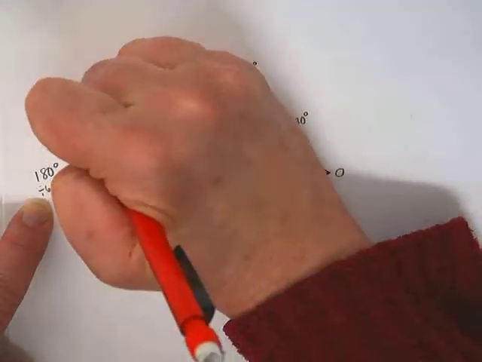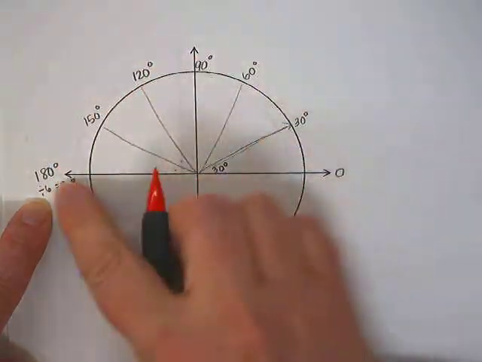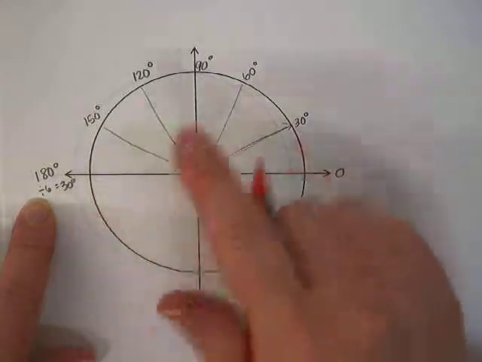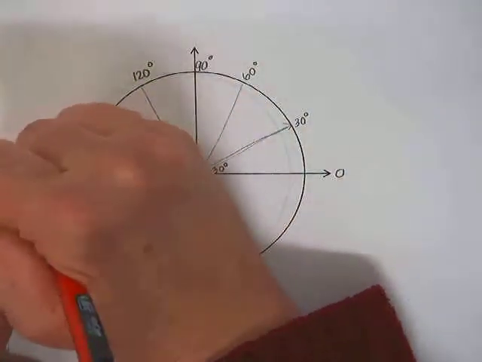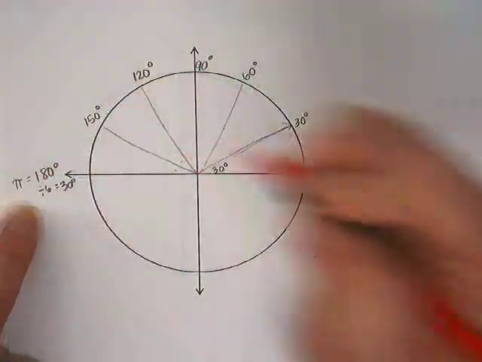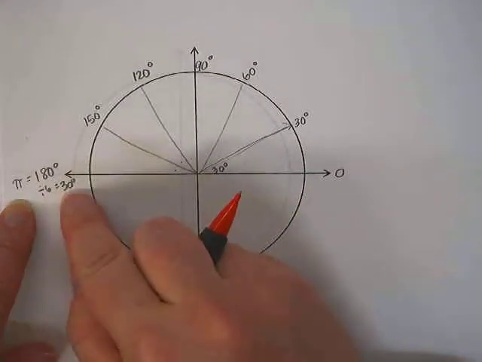90 is our one at the top. We've already talked about that. This one here, we would add another 30, so it's 120 degrees. And the next one would be at 150. And then, of course, we get back down around to 180.